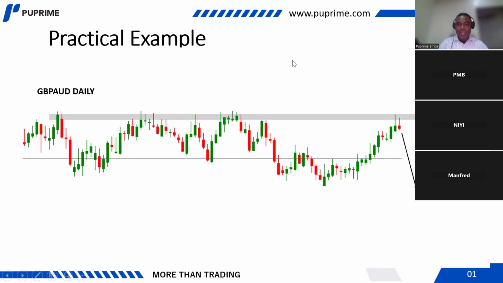All right, so this is a graphical example. Here we can see GBP AUD on the daily time frame. We can clearly see that price hit a resistance zone on the daily time frame, and we are seeing a reversal candlestick pattern, pin bars, or rejection candles, hitting that same resistance level on the daily time frame.